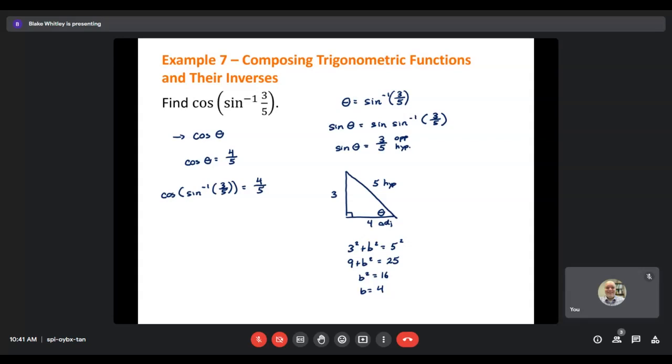So again, anytime you see an inverse trig function inside of another trig function, let that inverse trig function be your angle. Use that then to draw a right triangle so that you can find any missing sides. And at that point, we're just evaluating the trig function on the outside for that triangle that you've drawn.